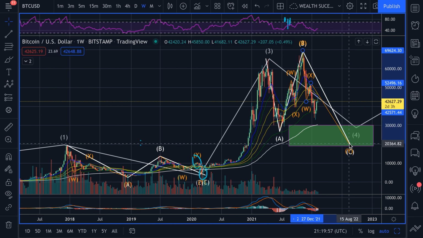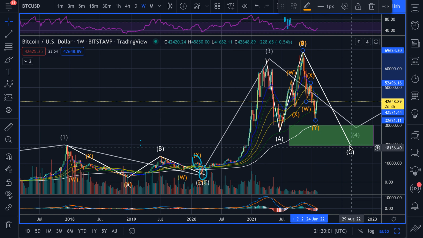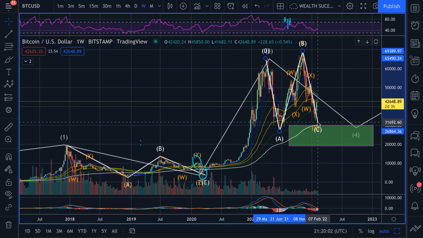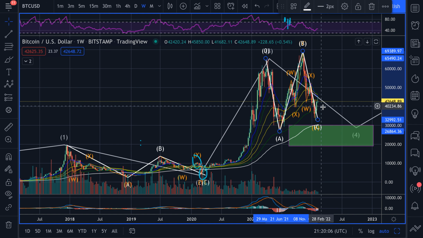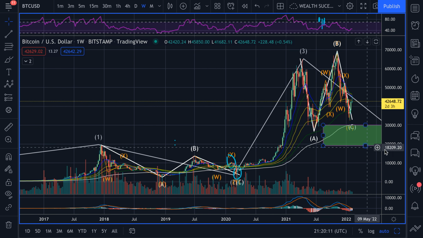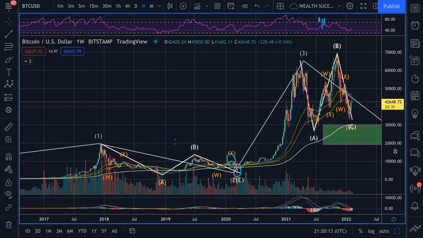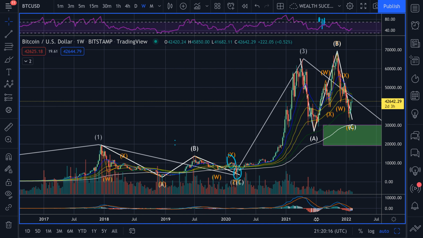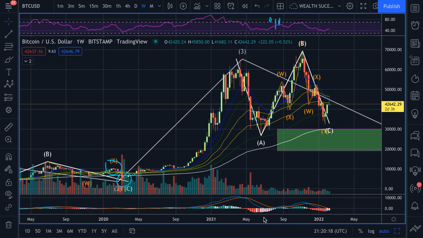It's the same wave. Also, this could be finished. It could have been an ABC like that. You can see ABC corrections like this. There's only a few different shapes corrections can make, so it can give you a lot of predictive power.